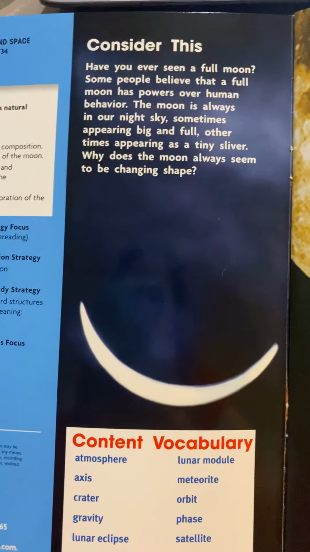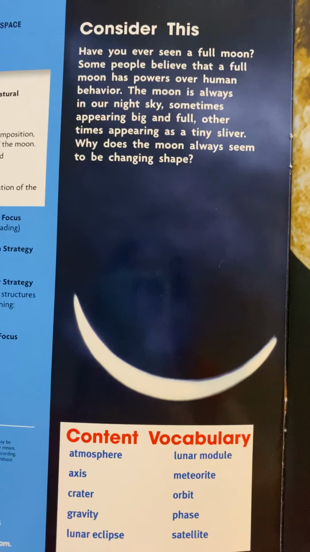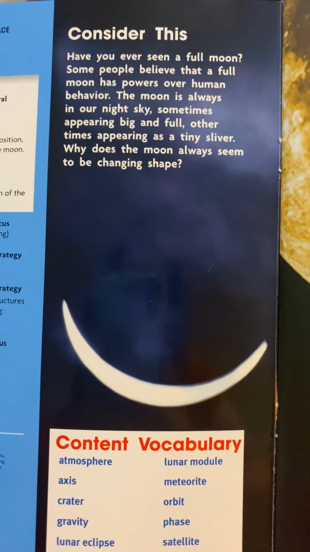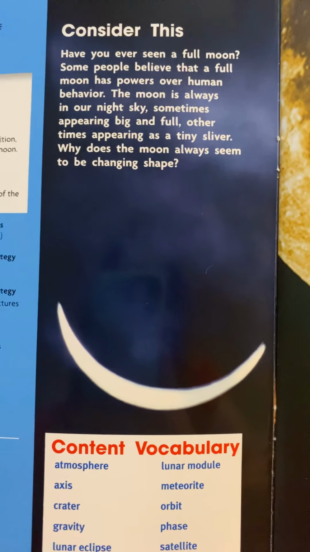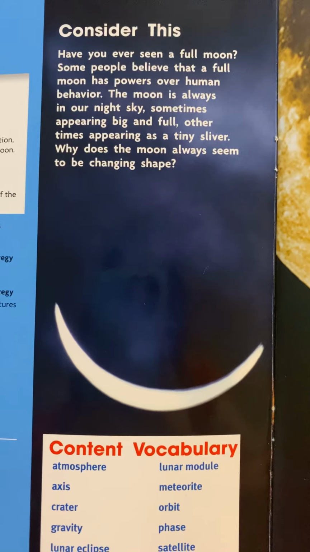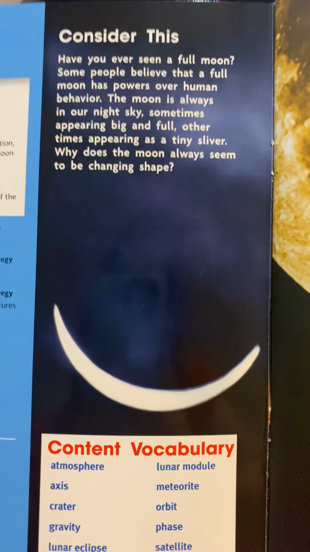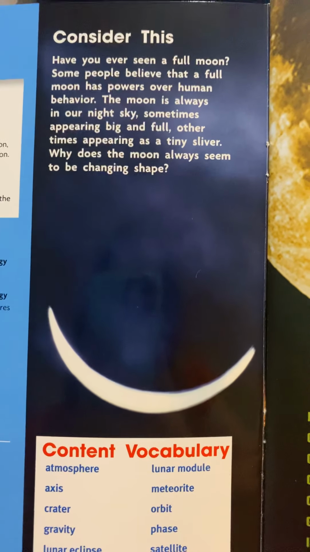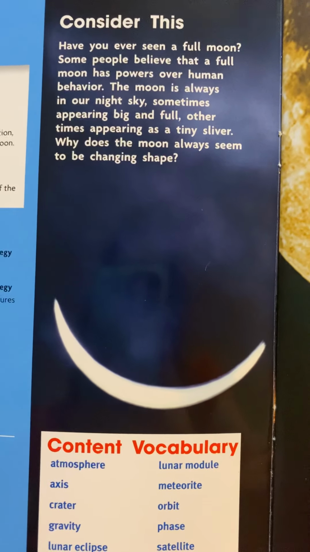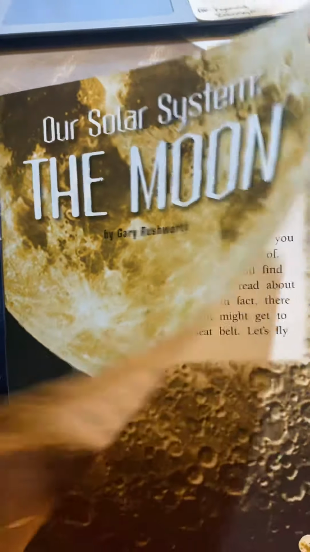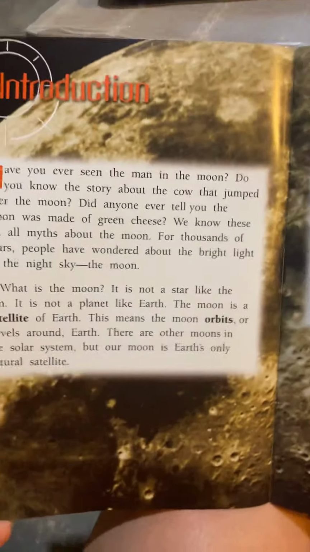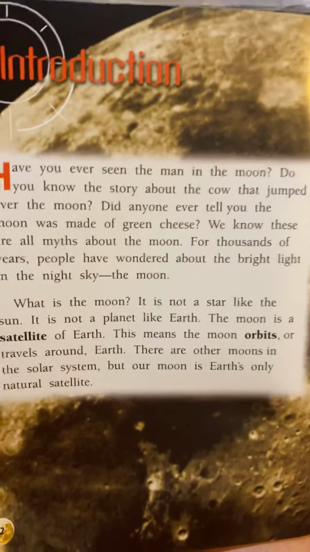So it says, consider this. Have you ever seen a full moon? Some people believe that a full moon has powers over human behavior. The moon is always in our night sky, sometimes appearing big and full, other times appearing as a tiny sliver. Why does the moon always seem to be changing shape? That's exactly what we're going to be learning about. So let's turn the page, and I'm going to read the introduction with you.